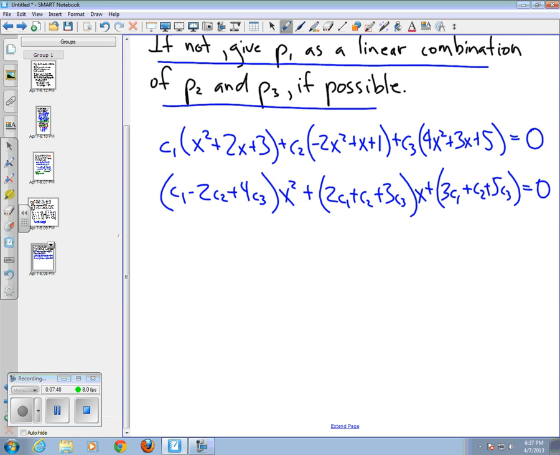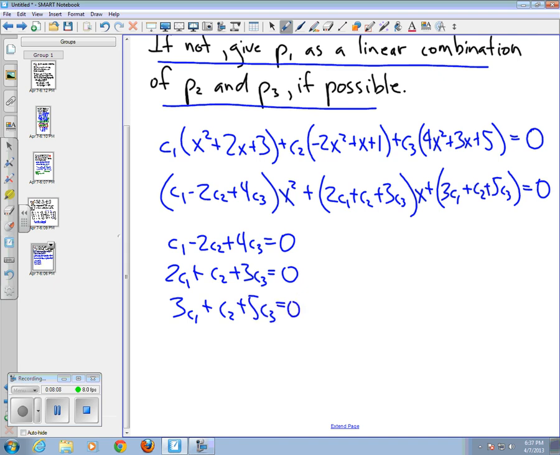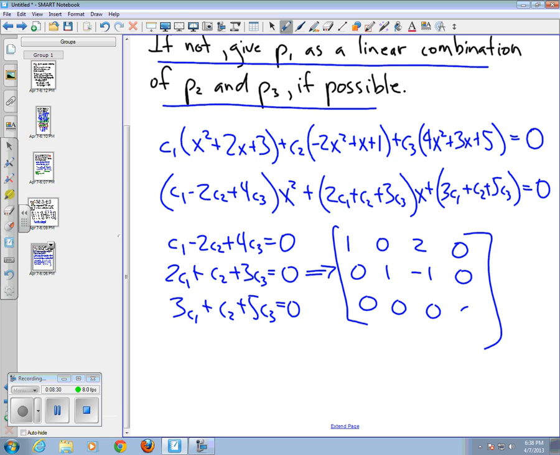So our system of equations is C1 minus 2C2 plus 4C3 equals 0, 2C1 plus C2 plus 3C3 equals 0, 3C1 plus C2 plus 5C3 equals 0. When we RREF that, we end up getting this result: 1, 0, 2, 0, 0, 1, negative 1, 0, and 0, 0, 0, 0.